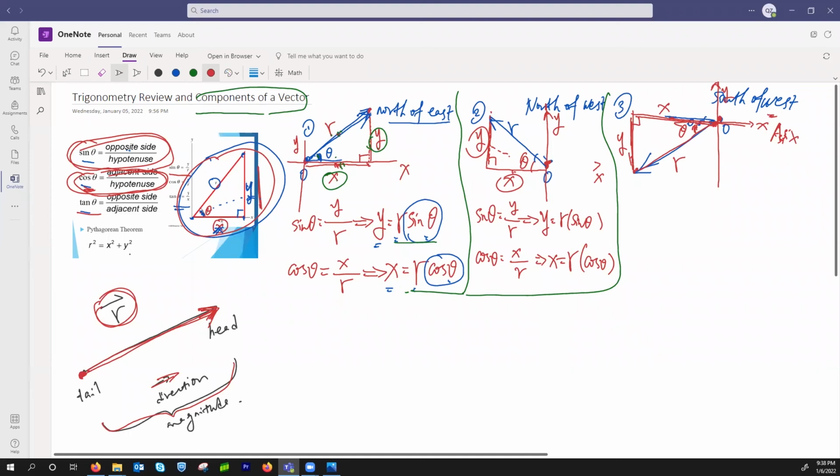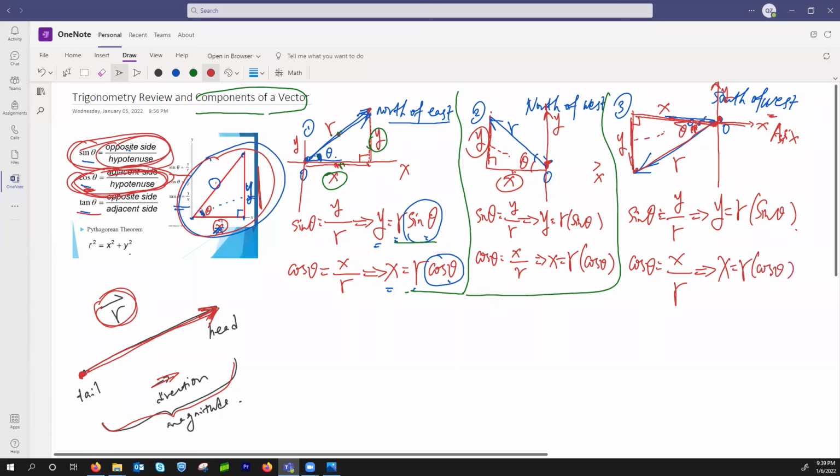Okay, so now we can also figure out sine theta. Based on the definition, it is equal to the opposite side divided by the hypotenuse. So the opposite side is y, divided by the hypotenuse r. Multiply r on both sides at the same time, and we figure out y equals r multiplied by sine theta. Cosine theta, based on the definition, is equal to the adjacent side divided by the hypotenuse. The adjacent side of the angle is x, and the hypotenuse is always r. So multiply r on both sides at the same time, and we find out x equals r multiplied by cosine theta.